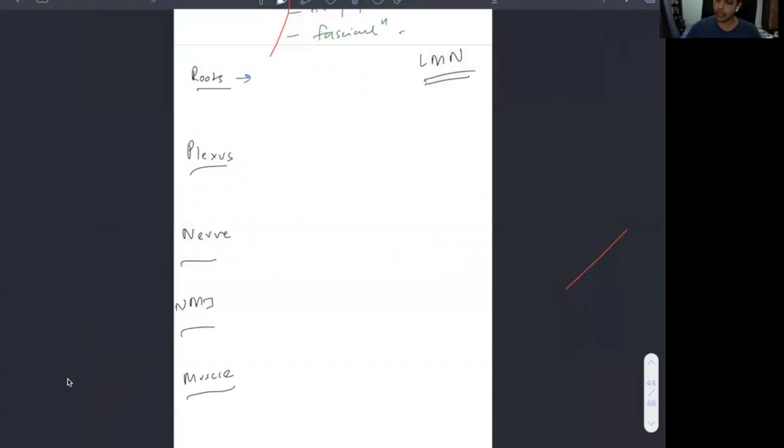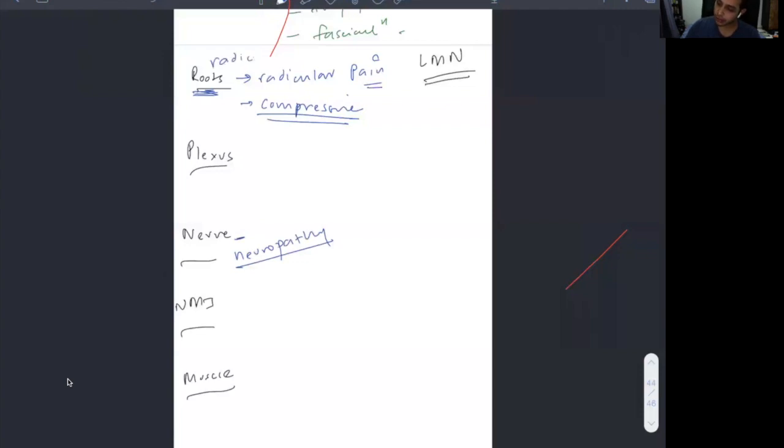Alongside all the LMN findings, in root, you will get radicular pain. One, it is generally localized. There can be generalized radiculopathy, but usually it is a compressive lesion. So a root cause of quadriparesis is actually quite rare unless it is associated with nerve. So a nerve pathology is called a neuropathy and a root pathology is called a radiculopathy. So an isolated radiculopathy causing quadriparesis is very, very rare. So what you will have is a polyneuroradiculopathy.